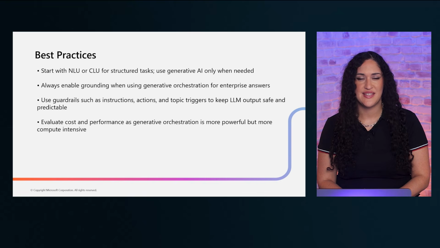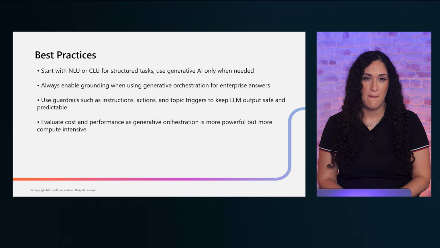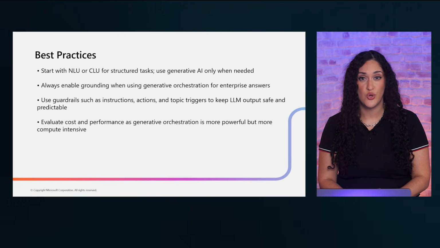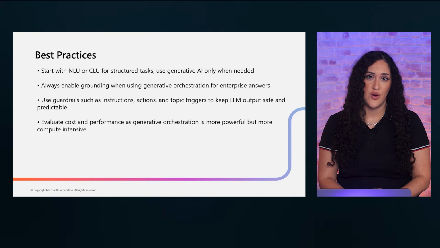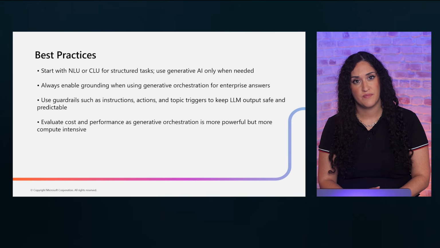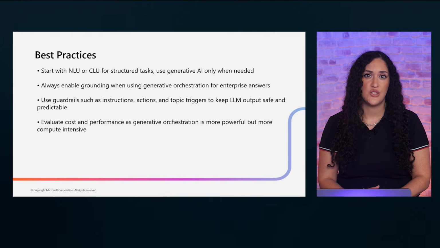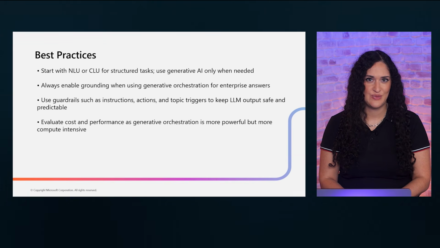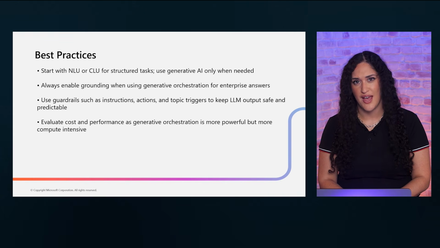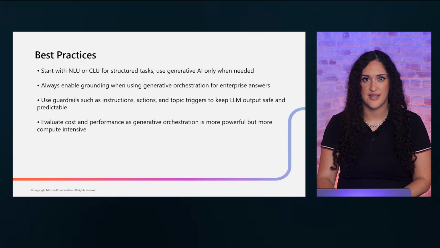These best practices synthesize the language understanding session. Begin with NLU or CLU for structured tasks. Always enable grounding for generative orchestration. Use guardrails to keep LLM output safe and predictable. In every approach, make sure you evaluate the cost versus performance, as generative approaches consume more compute. The best practice here is to use the right level of intelligence for each task. No more, no less. This principle applies across every aspect of your agentic AI architecture.